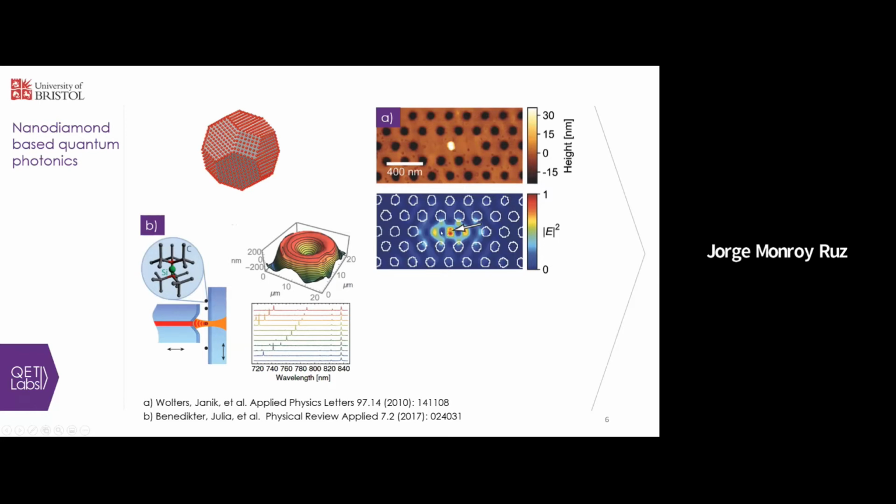So with this in mind, we're asking how can we build a bottom-up platform that allows us to use all the richness of the NV center, but without this scalability issue. So our approach is to embed nanodiamonds in silicon nitride.